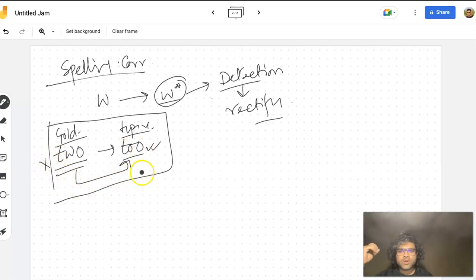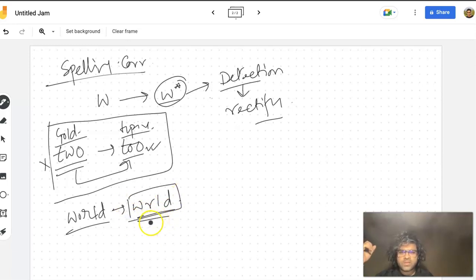Most of the time, suppose the word we want to spell is world, but sometimes we misspell it, like wrld. This kind of error we can catch by checking with the dictionary, because such a word cannot be found in the dictionary. So this is the first step, to detect the spelling error.